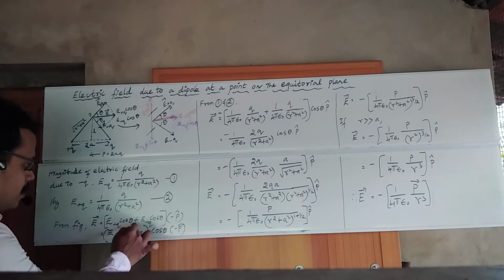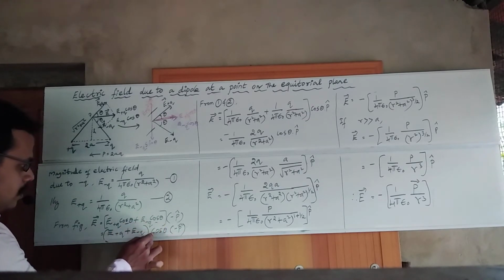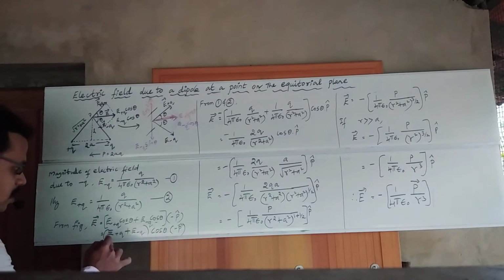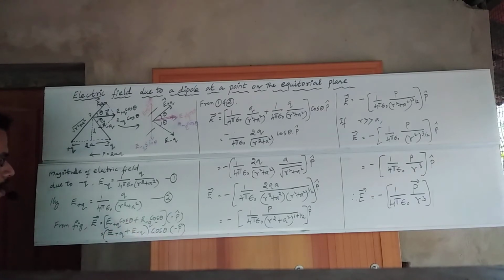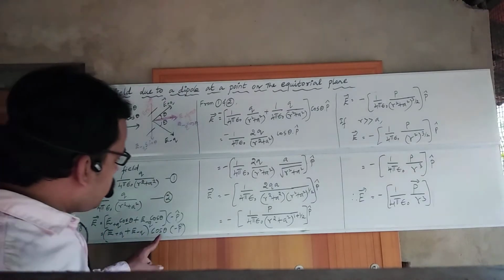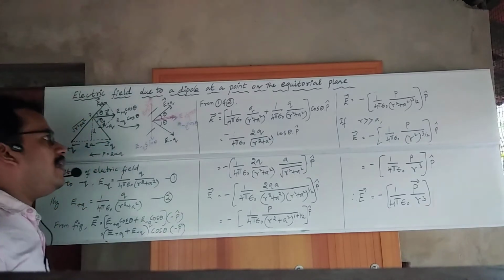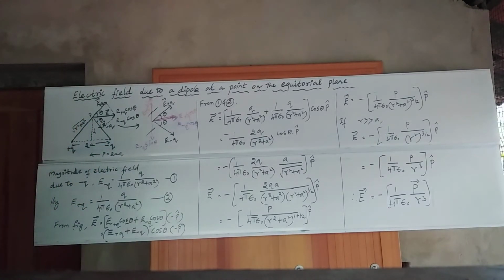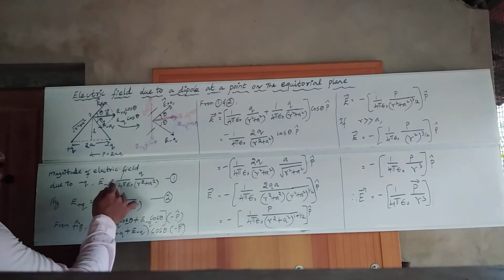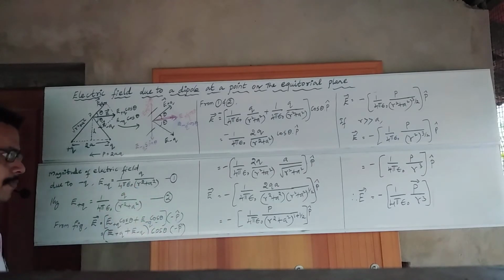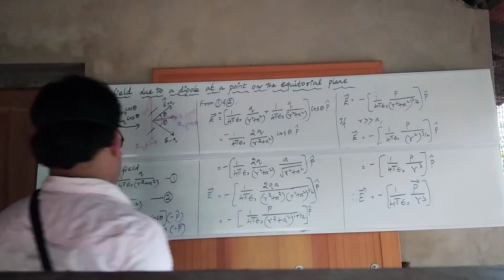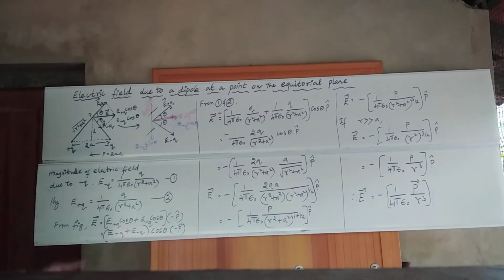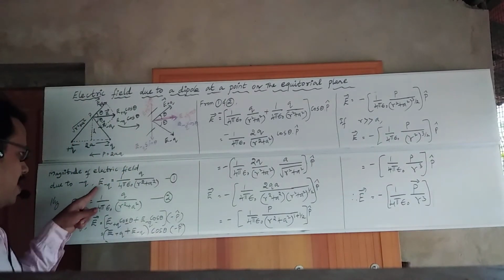Cos theta is common, so I can take it out. Cos theta here: E plus Q plus E minus Q into cos theta into minus P cap. So from equation 1 and equation 2, you can see from these two, I can just substitute the values of E plus Q and E minus Q.